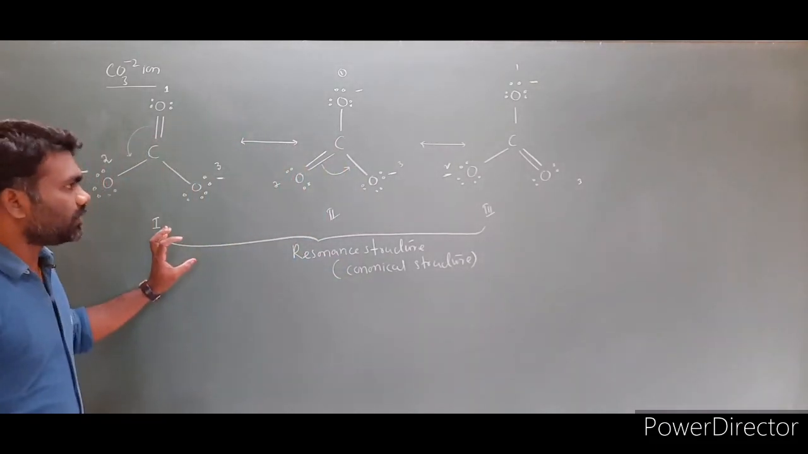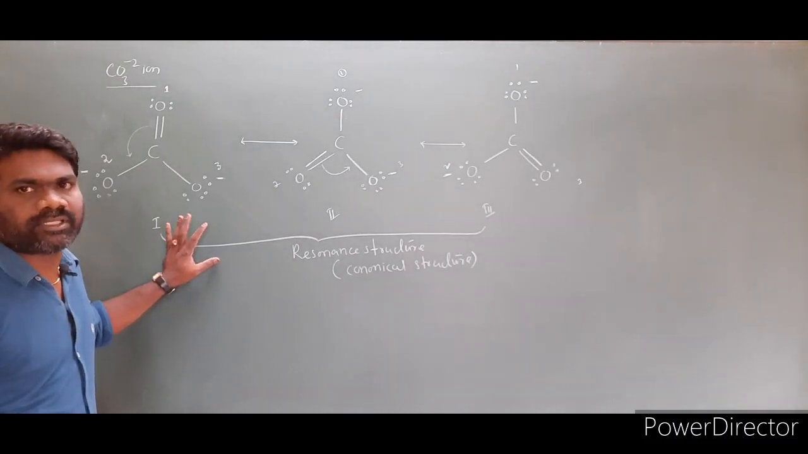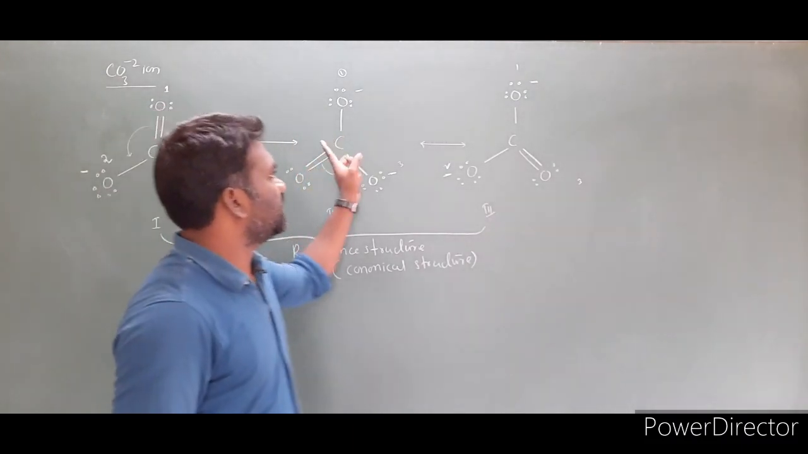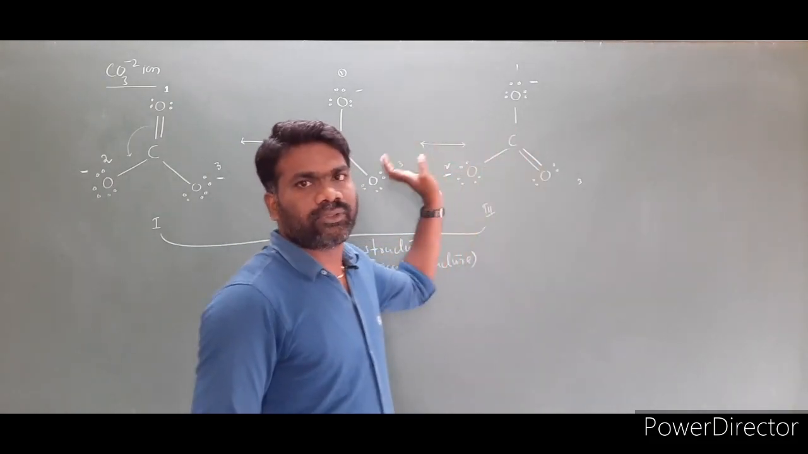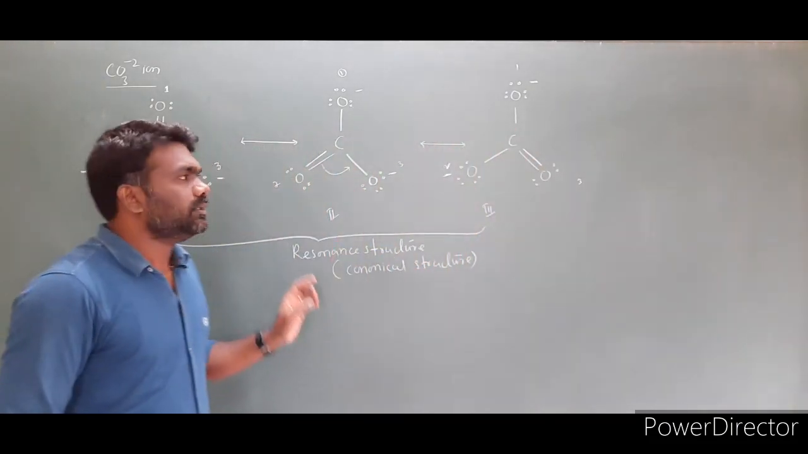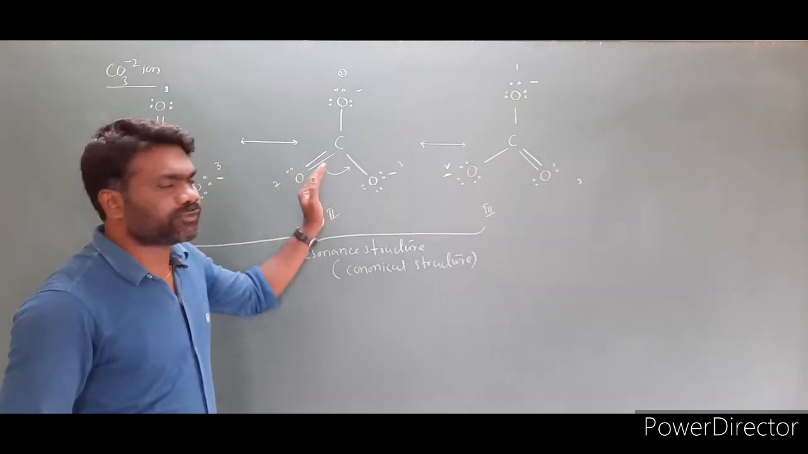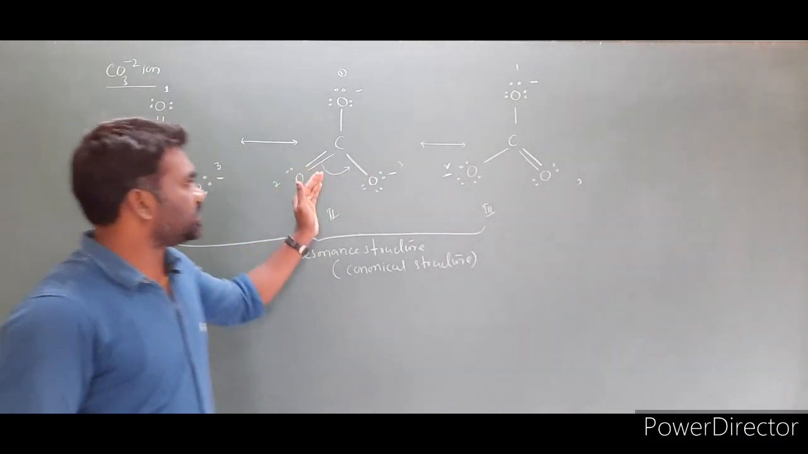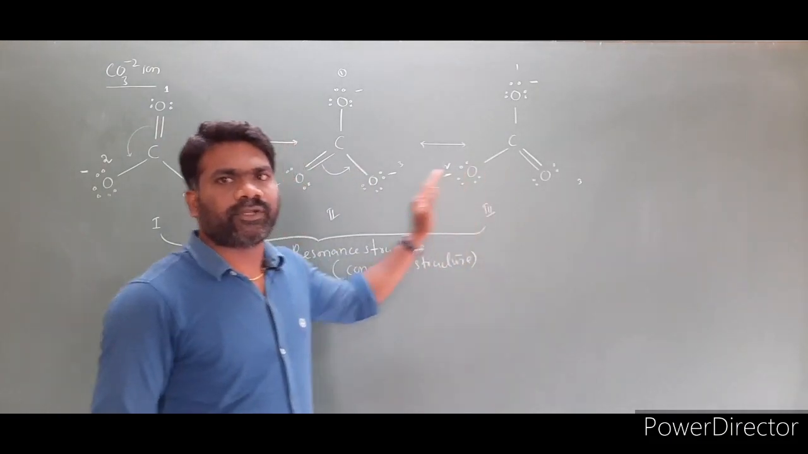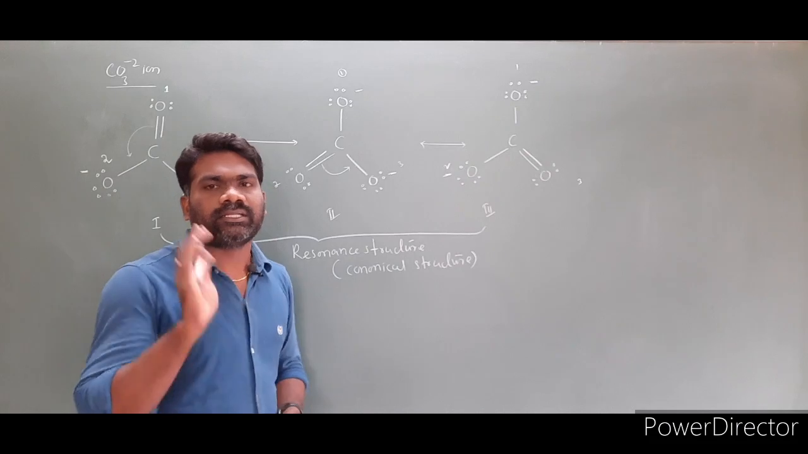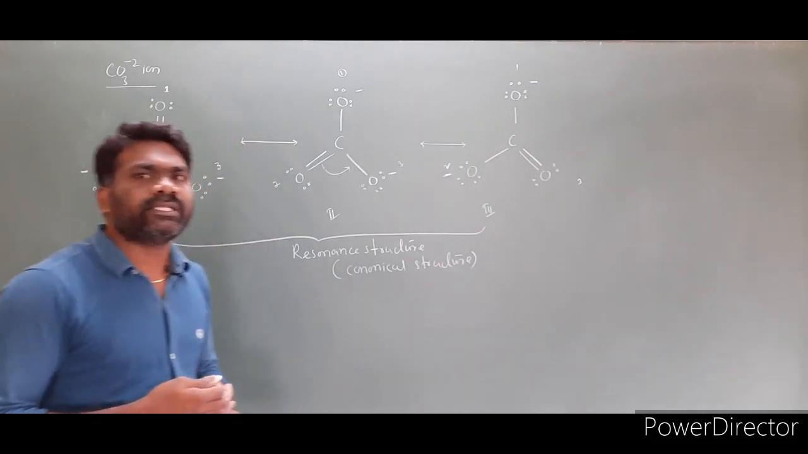Now, we have to draw the resonance hybrid for this molecule. This structure won't directly convert into this structure. So the interconversion is not possible directly. One structure converting into another, the second converting into the third and back into the second, is not directly possible. They convert through another structure called the resonance hybrid.